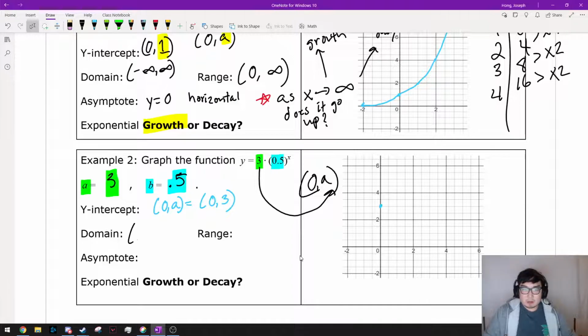My domain is still going to be all real numbers, which is negative infinity to infinity. And you see how my intercept is here already? It's above 0. I don't have any pluses or minuses, so I can assume that it's just on the 0 line right here. So it's like this, and I'm just going to freehand it like this. But the range is actually going to be still 0, comma infinity. And my asymptote is still going to be y equals 0.